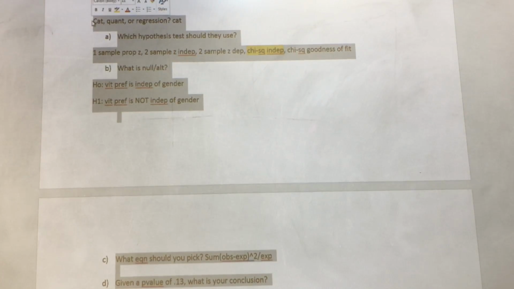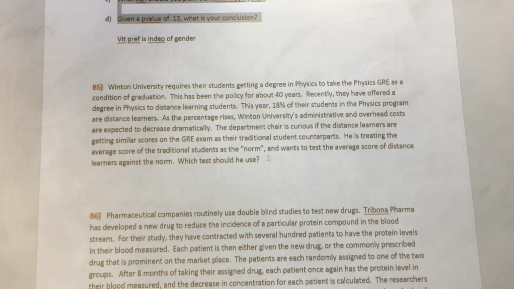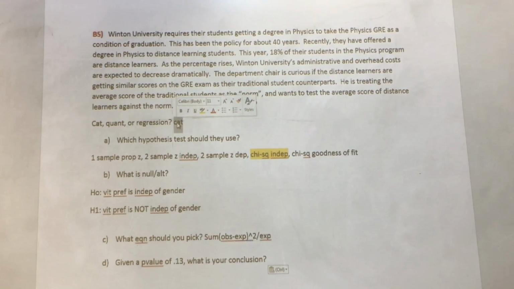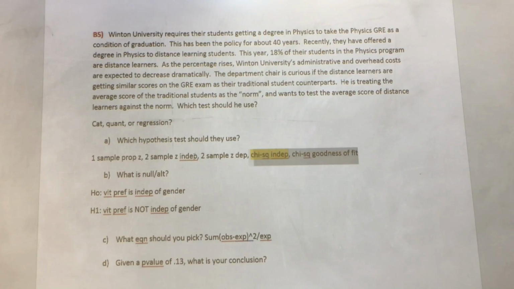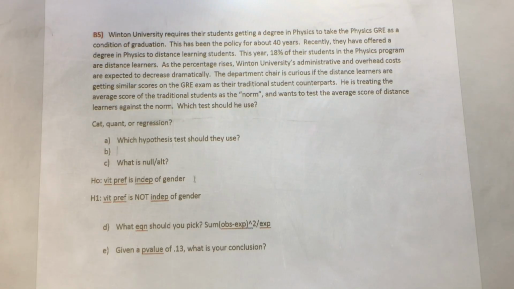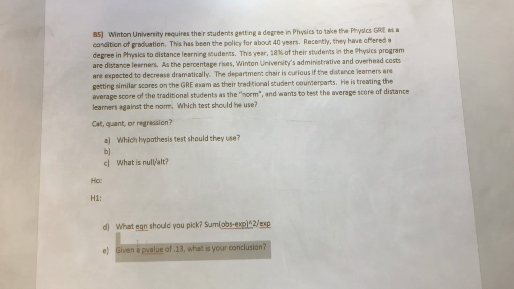I'm going to copy all these things here. We're going to do number 5. I'm going to erase this answer because it may or may not apply, and that may or may not apply. And we'll get rid of this, and that, and that. Oh, that's okay. Get rid of that.